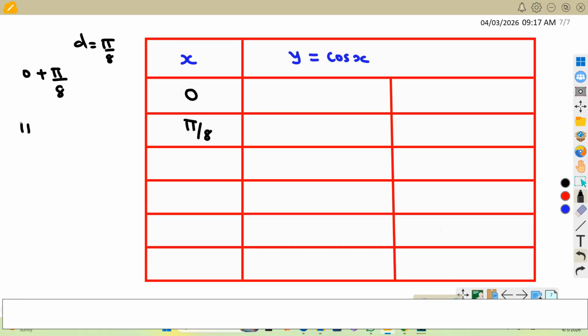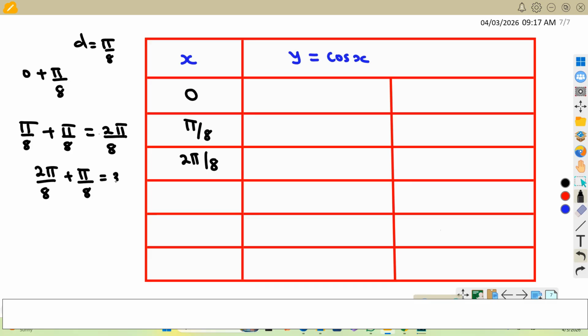Then next, to the value you have got, add again d, pi by 8. The LCM is the same, so pi plus pi is 2 pi divided by 8. Then add pi divided by 8 again, and you will get 3 pi divided by 8. Again add pi divided by 8, and this will give us 4 pi divided by 8.